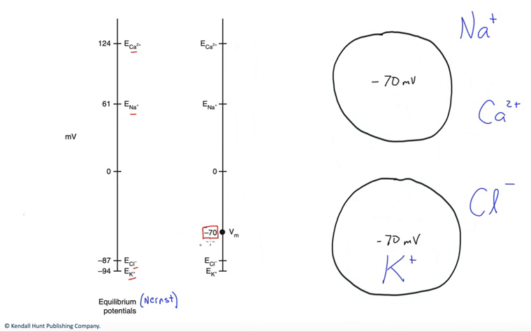Now, if we come over to the right here, we can start to look at individual ions and which direction they would move given a permeability. We have to start with a membrane potential starting point, and we'll use minus 70 as our resting membrane potential. Let's look at sodium and calcium first. As you can see, those both have much more positive equilibrium potentials than the membrane potential when it's at minus 70.